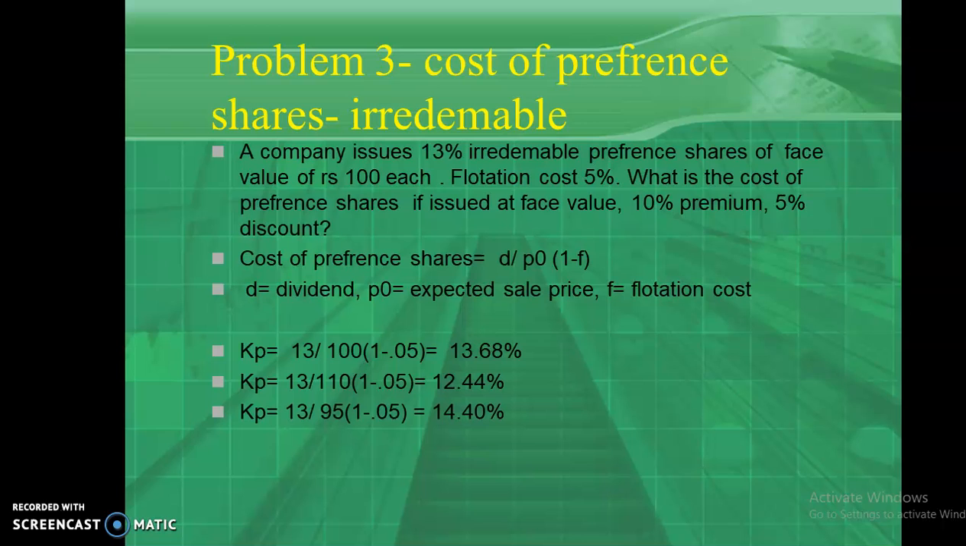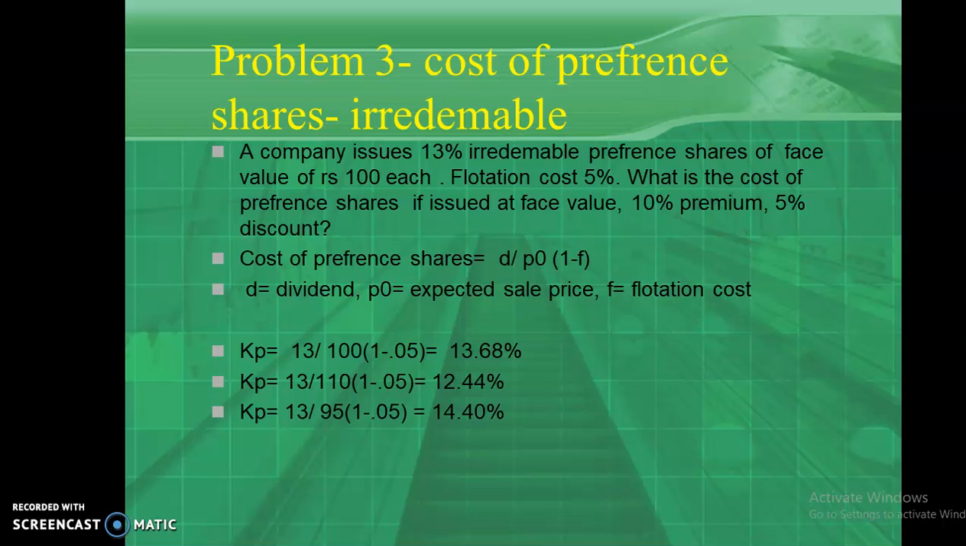A company issues 13% irredeemable preference shares of face value of ₹100 each. Flotation cost is 5%. What is the cost of preference shares if it is issued at face value? And second question, if it is issued at 10% premium, what is the cost of preference shares? Third question, what is the cost of preference shares if it is issued at 5% discount? So these are the three questions given here.